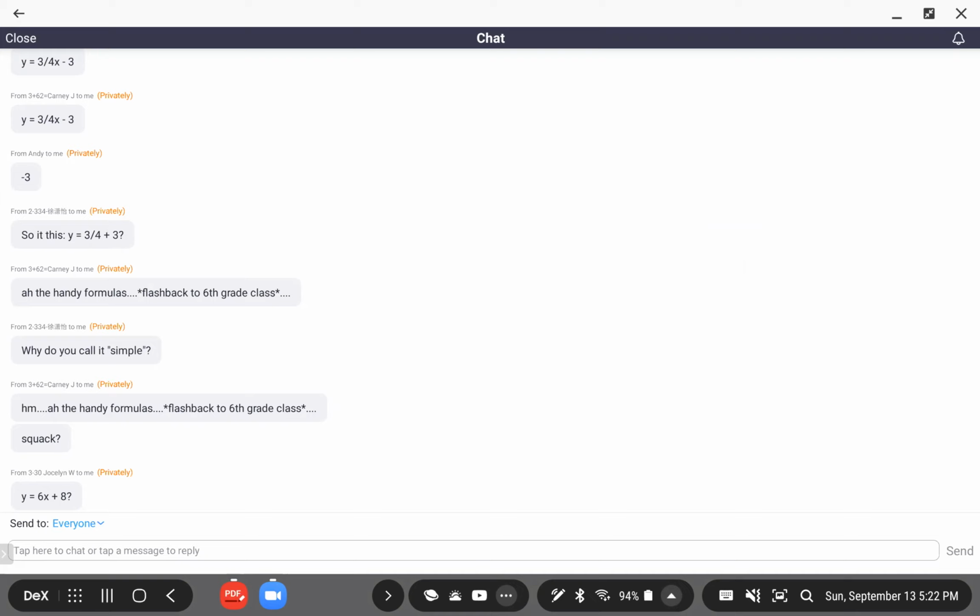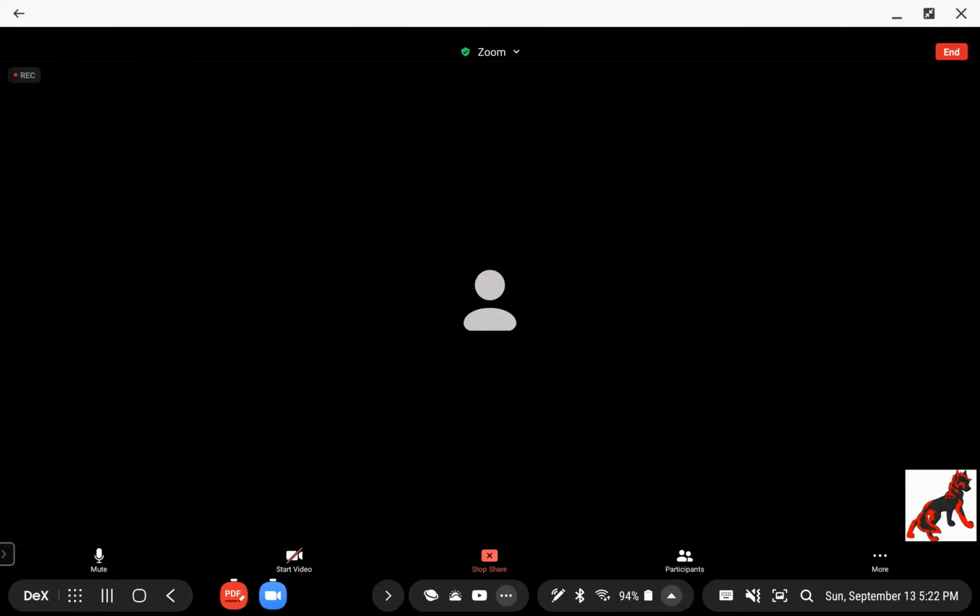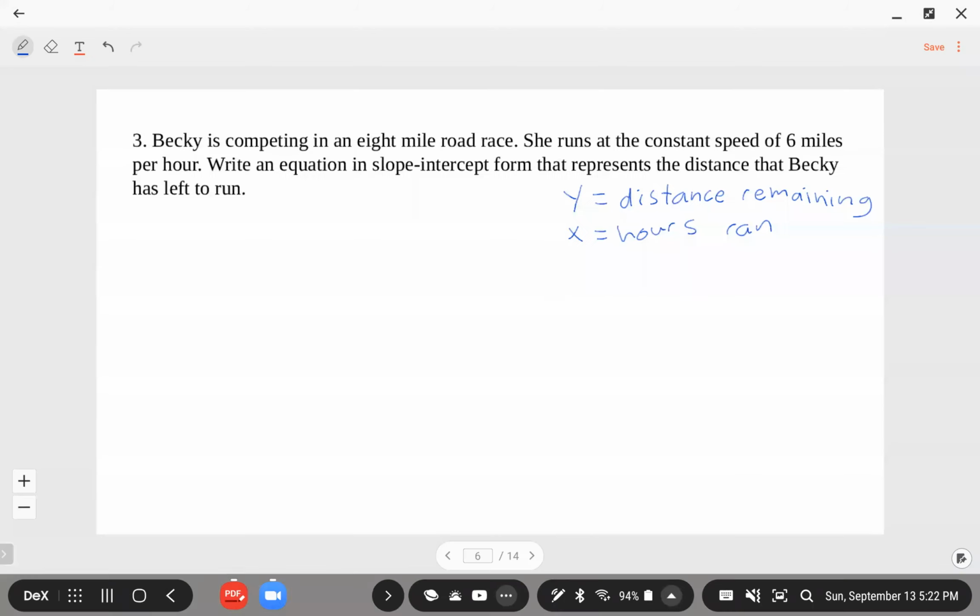Very good, Jocelyn. It's so close, but it's not correct. I'll show you how it's done. You missed one mark, and that is the negative sign. The actual answer is y equals negative 6x plus 8. So you're very close. Well then, how do we get this? How do we get y equals negative 6x plus 8? So this is our formula, right?